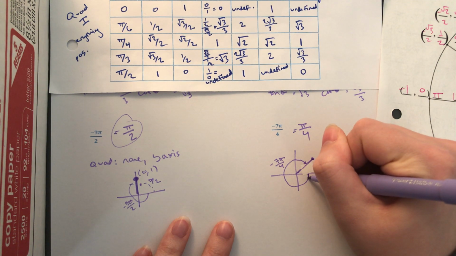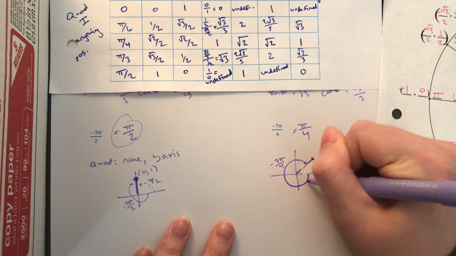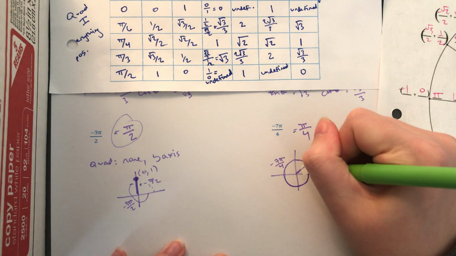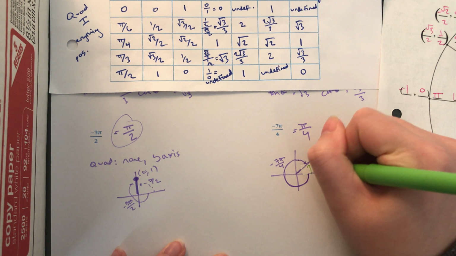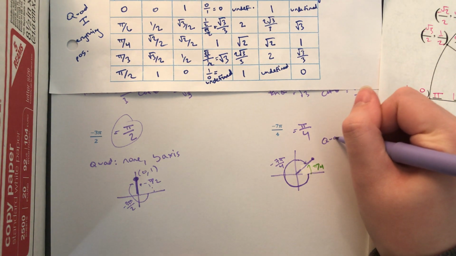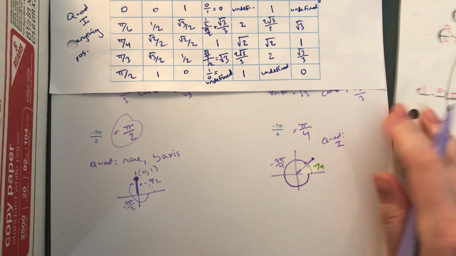If you start at 0 and go around, that's negative 7 pi over 4. If you start here and go up, that's what I was trying to talk about, pi over 4. So they're coterminal. They mean the same thing. You end up in the same spot. This one's just gone farther in the negative direction to get to the same spot. So this would be in quadrant 1.